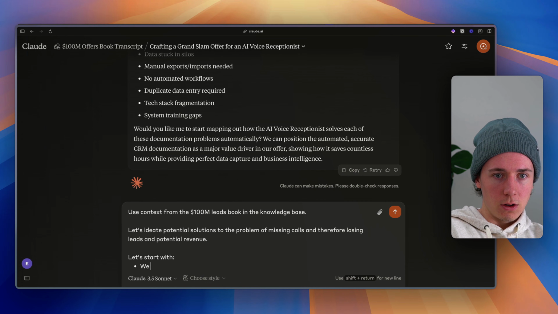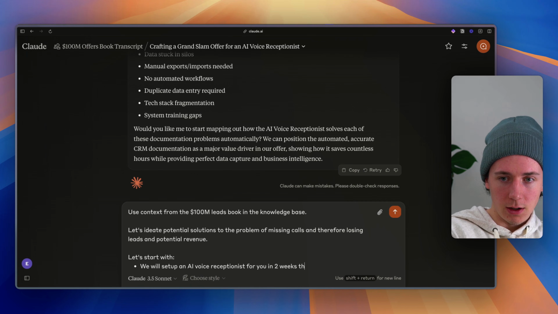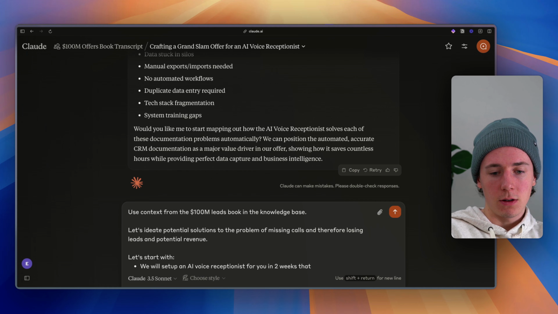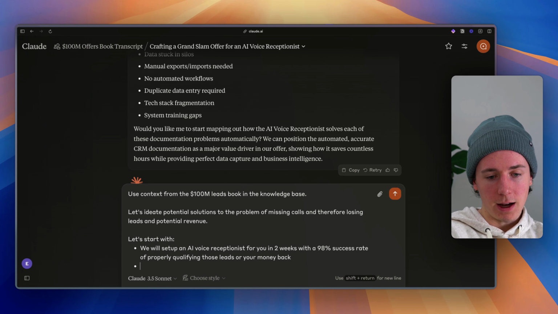So we will set up an AI voice receptionist for you in 2 weeks, or your money back. That will have a 98% success rate of properly qualifying those leads, or your money back.